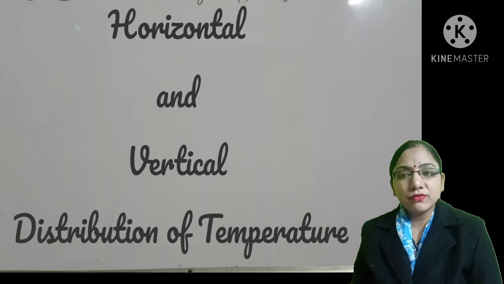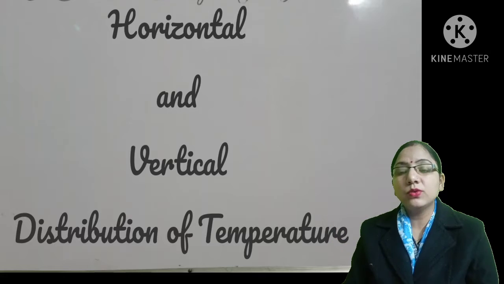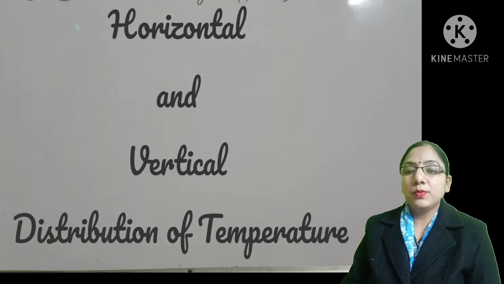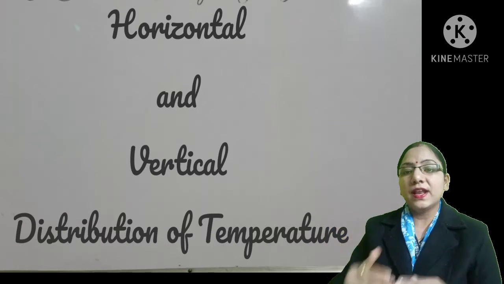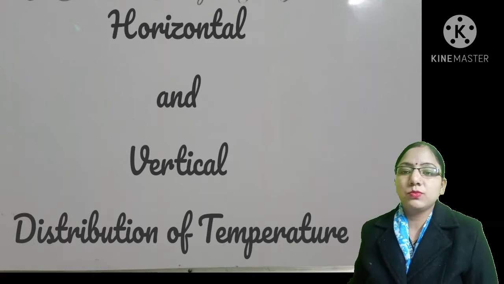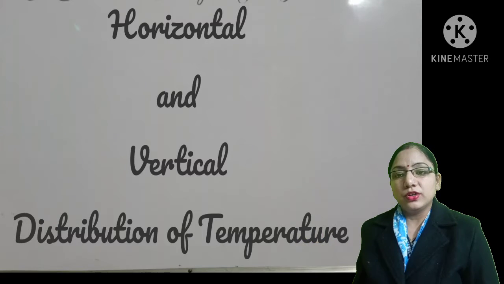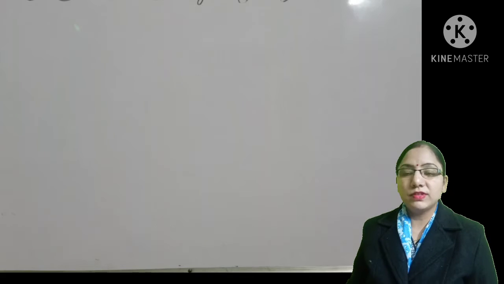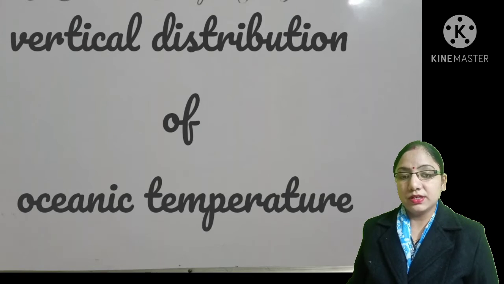But the temperature of oceanic water is also distributed under different conditions. It is distributed vertically as well as horizontally. So let's see how the water is distributed into horizontal and vertical temperature conditions. First we will see the vertical temperature condition.